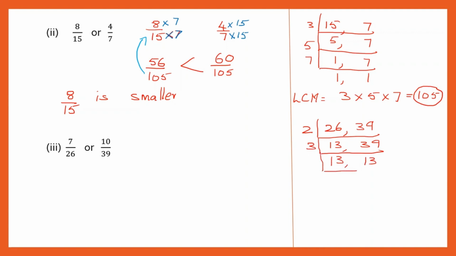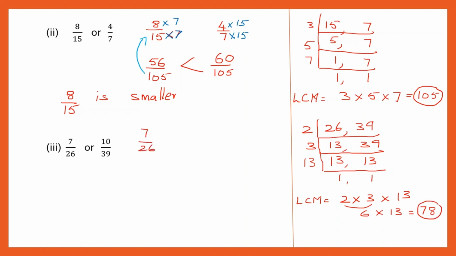Both my numbers are 13. That means I can divide this by 13 itself. 13 1s are 13, 13 1s are 13. So my LCM equals 2 into 3 into 13. 2 3s are 6. 6 into 13 is 78. So that is my LCM which I'm going to use.